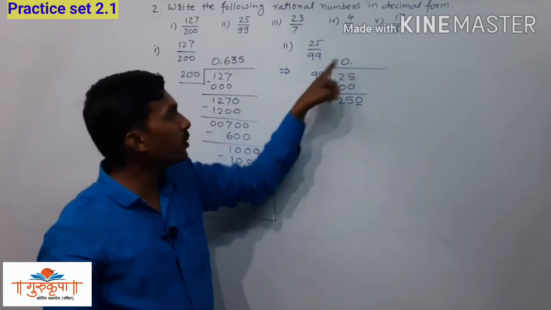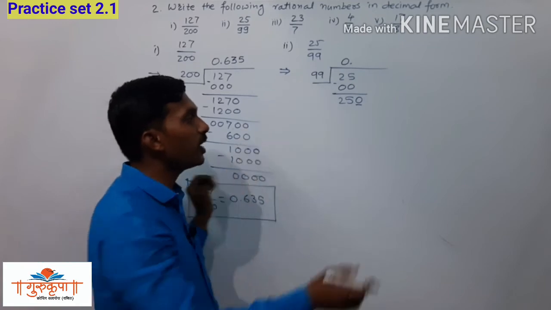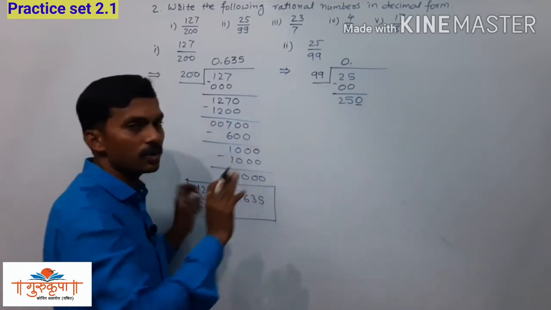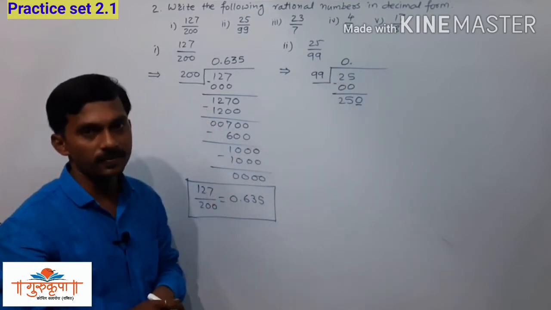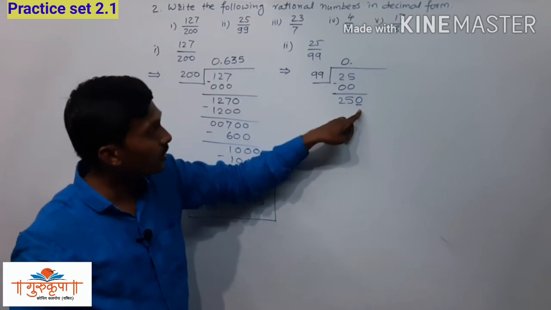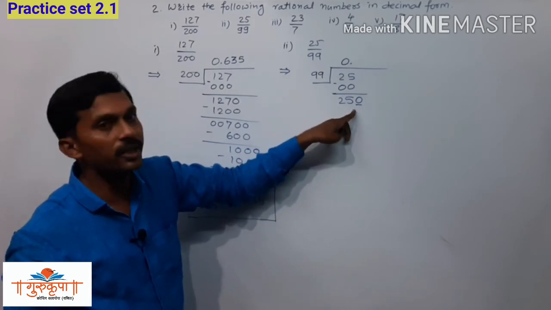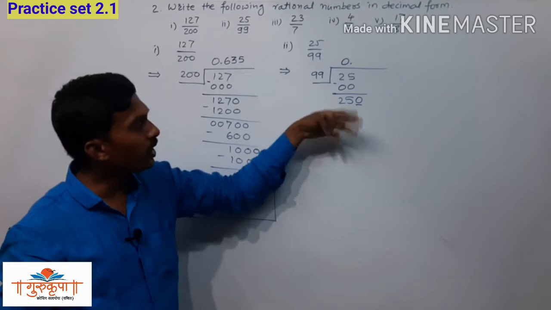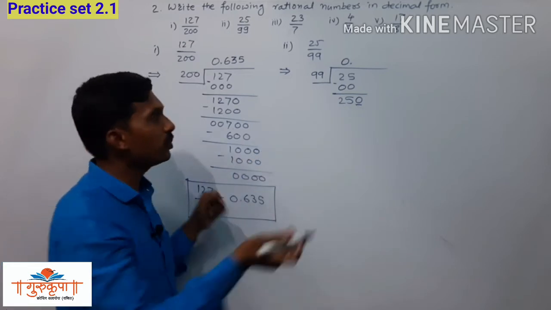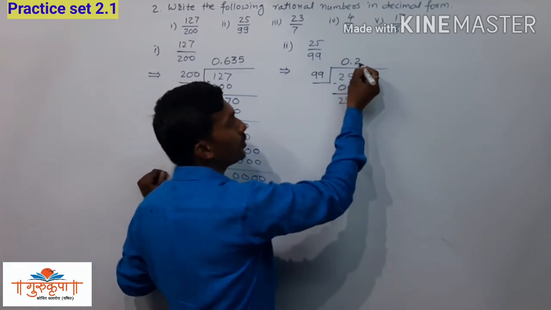This is 2 multiplied by 99. 2 multiplied by 9, that is only an approximation. 2 9s are 18, 1 carried, 2 9s are 18 plus 1 is 19, that is 198, and we have 250. So that is possible to divide with 2. So we write 2 here.